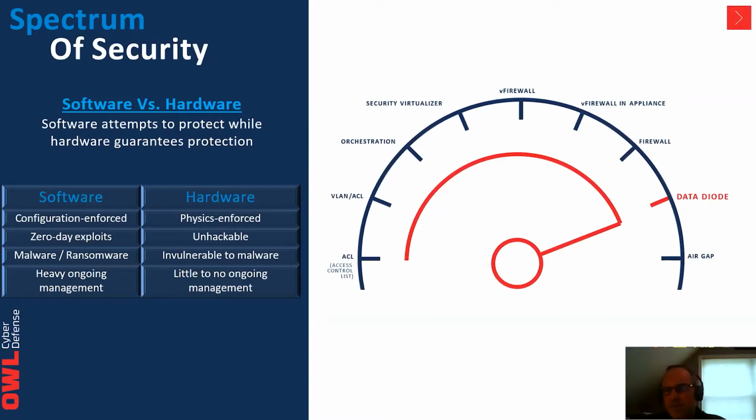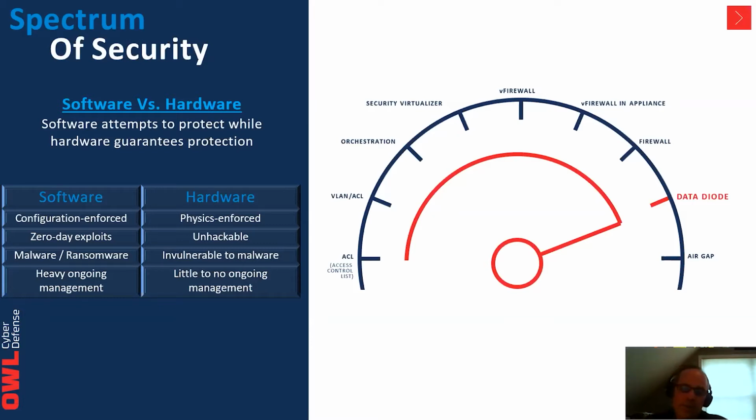So a diode is hardware-based. For those electrical engineers out there, they all know what a diode is, and that's how I can usually tell when someone comes up to me at a trade show and says, hey, I know what a diode is. So a data diode sends data in one direction only, exactly right. And therefore, the premise of that is that it is hardware-based and not software-based. Most of your software applications, your software security, is based on some kind of configuration.